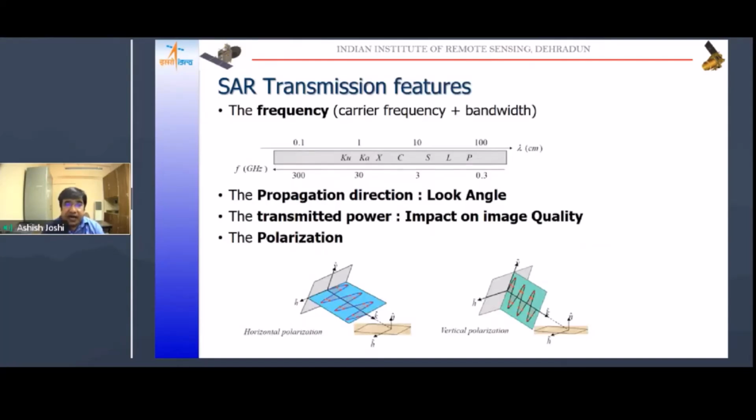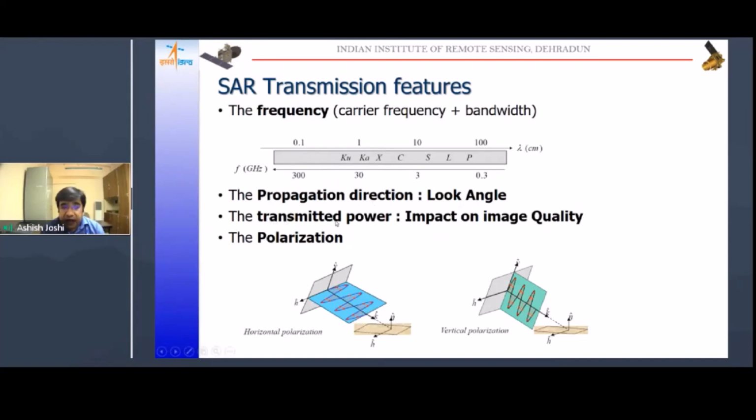Now, what are the SAR transmission features? First is the frequency, meaning at which frequency we are illuminating the surface. If a SAR is emitting electromagnetic radiation, at which frequency is it emitting? And what is the propagation direction, meaning in which direction it is propagating, which is the look angle.